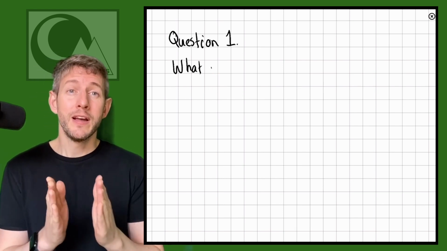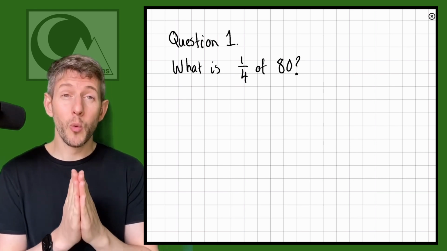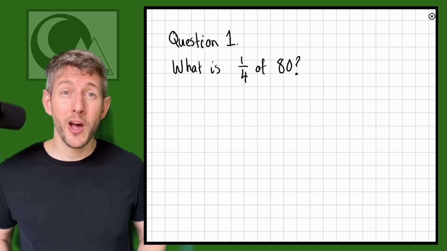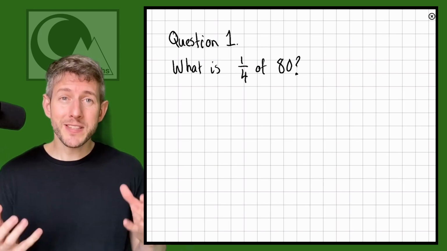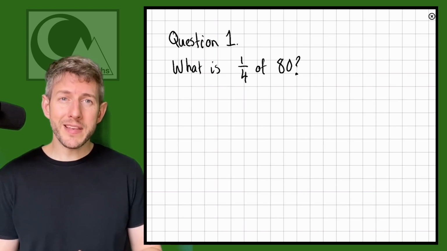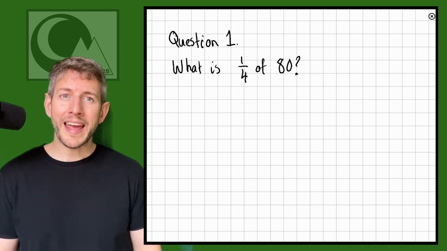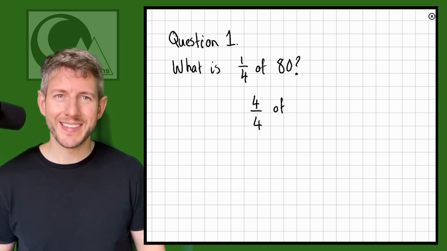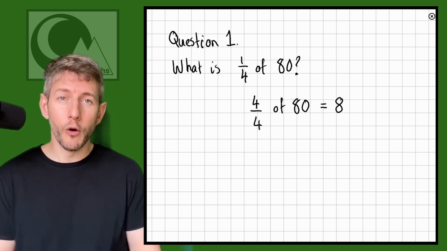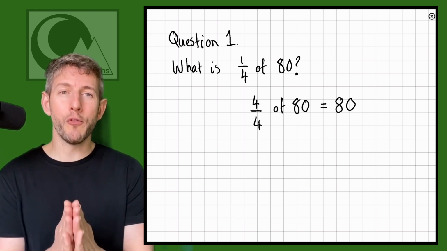Let's have a look at question one. What is 1/4 of 80? What I want us to consider is that this is almost like our percentages, but in this situation, we're talking about wholes. So the whole is 80. If I want to know 1/4 of 80, I've got to consider that 4/4 of 80, the whole, is 80. So the whole amount of our number is 80.